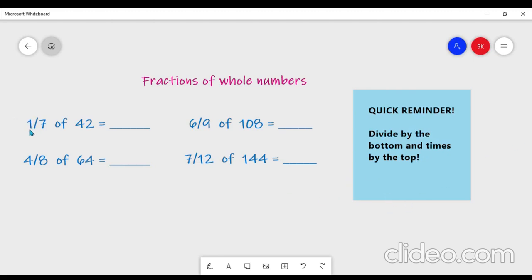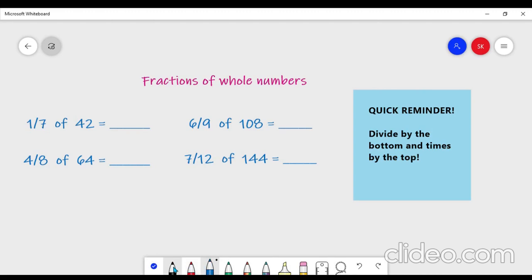So on a computer we cannot type how we write a fraction, so it's like here, this is the top and this is the bottom. So fractions of whole numbers is where we have a fraction and we have to find a fraction of a whole number, and we have those examples here with us today.